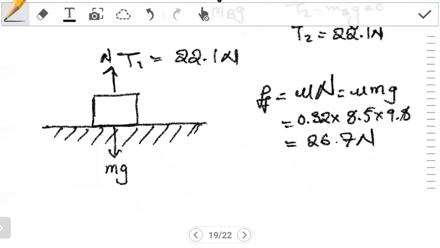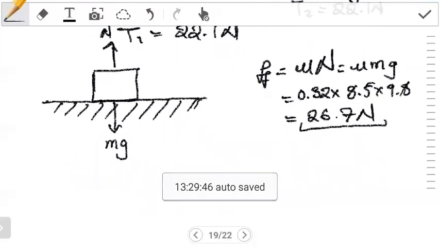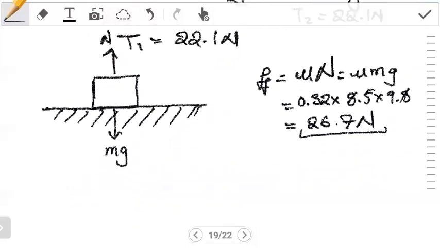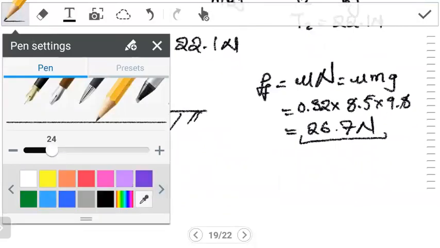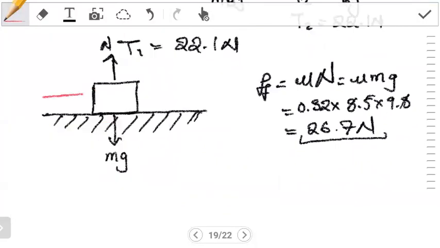Most students were giving me this as the final answer. But look at one thing. Let's include these forces and try to think about it. If you say the force of friction is to this side, we all agree, first of all, that it's going to the left, and it has a value of 26.7 newtons. And then the force it is opposing is T1, and we've seen that T1 is 22.1.